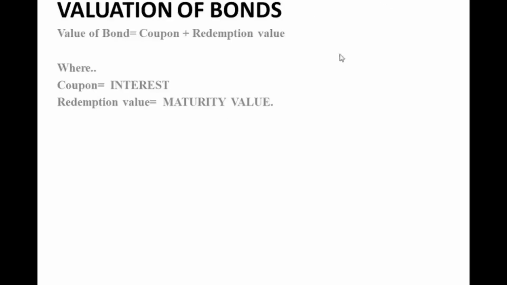Moving ahead to valuation of bonds. Now, as I told you all, a bond is nothing but a loan which is taken by the company from the general public.